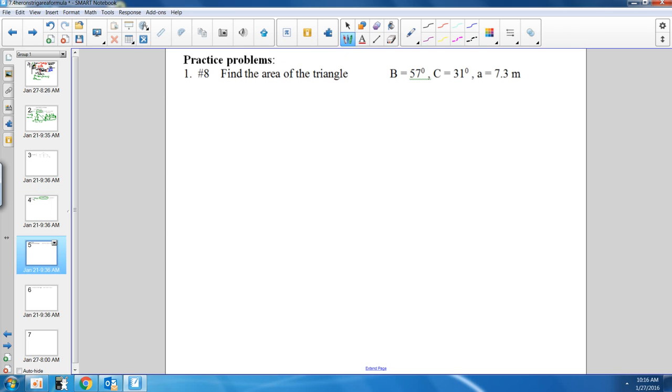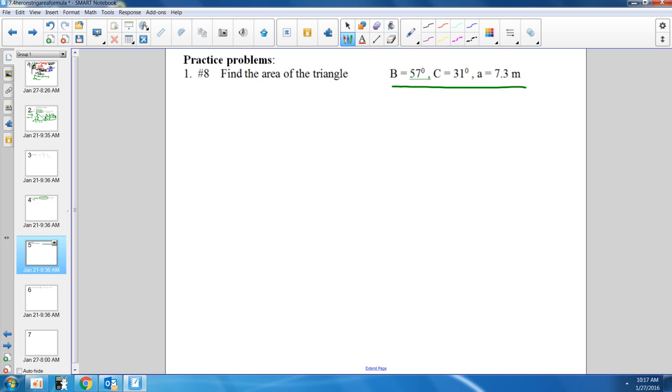This is number 8 from your textbook. It says, find the area of a triangle when you know that you have an angle B, an angle C, and a side A. Well, you're given angles and sides, so you know you want to use the trig function formula for the area of a triangle.